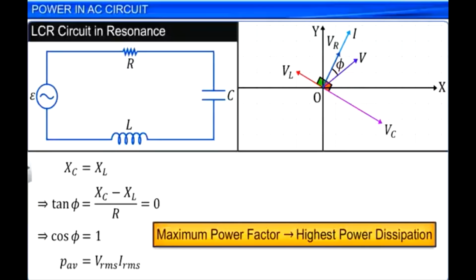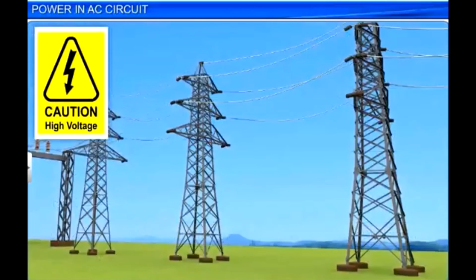This is beneficial in many industrial applications. For example, when the distance is large, power is transmitted at very high voltages in order to minimize dissipation. This is so because a higher voltage implies lower current and subsequently lower power loss.